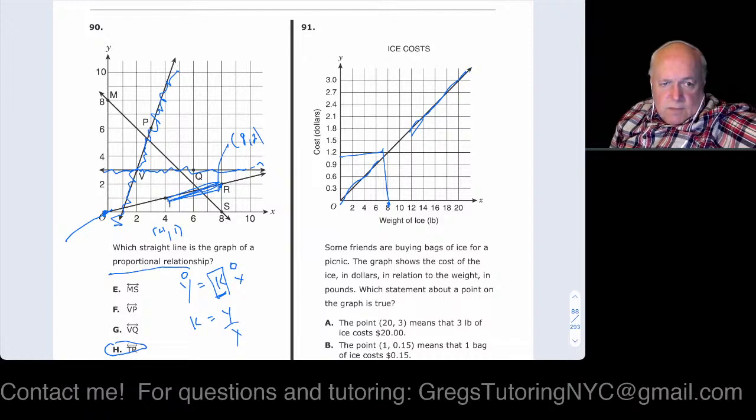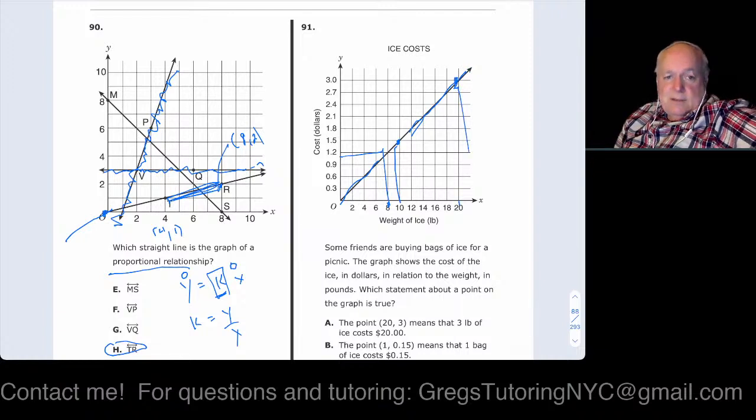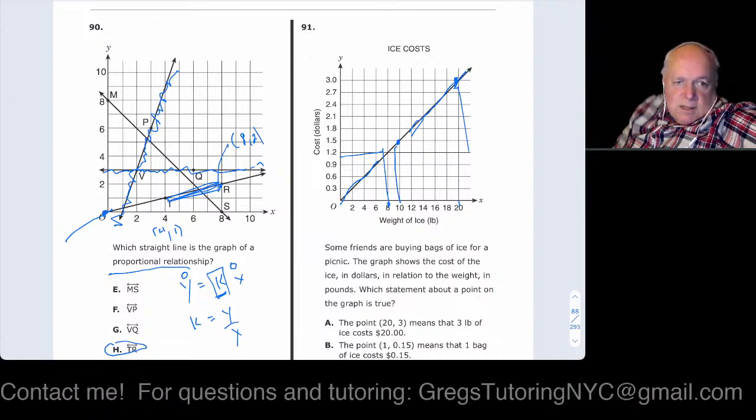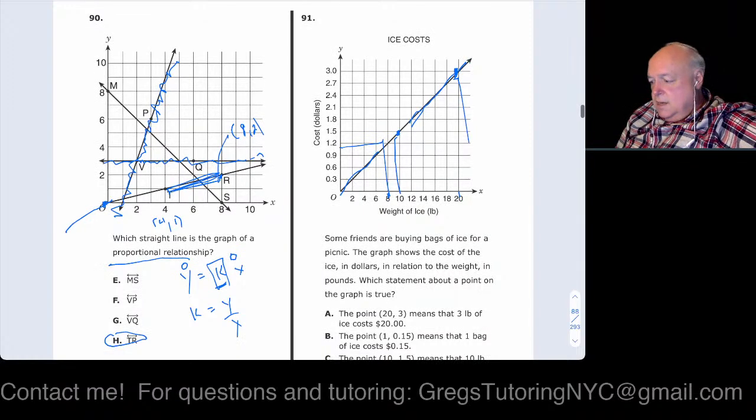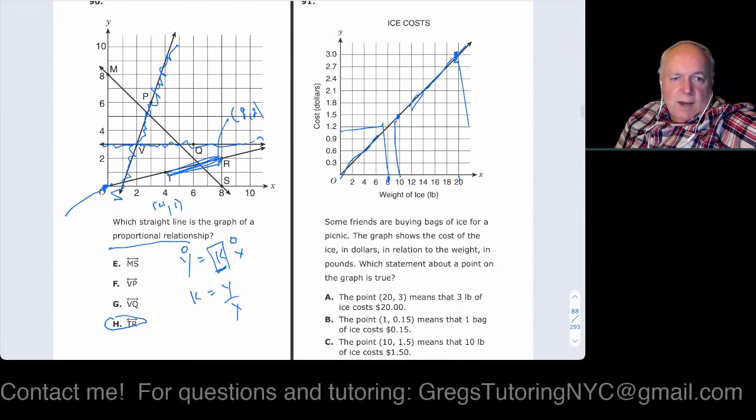In other words, if we went to 10, just to use an even number, we get 1.5 here. If we go to 20 over here, we're going to end up getting 3.0. It's double it. And that makes sense. All right, that's exactly what the constant of proportionality is about. So on that note, we just gave a look-see to number 91.